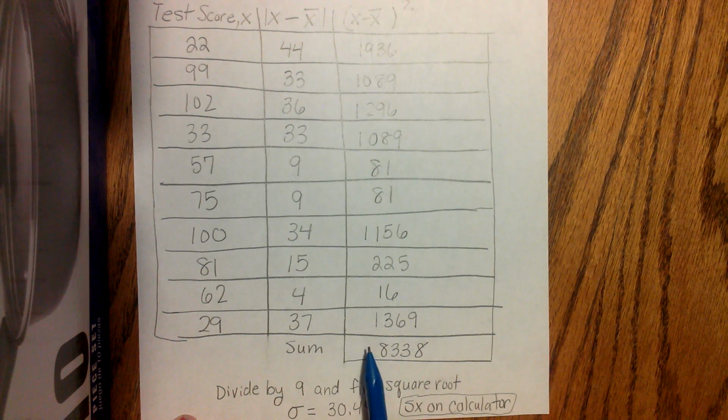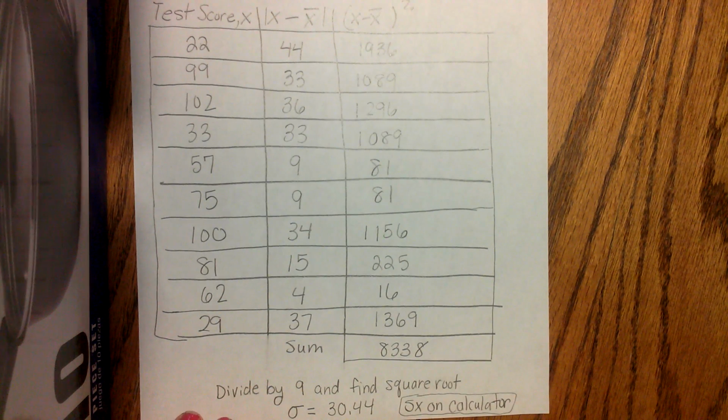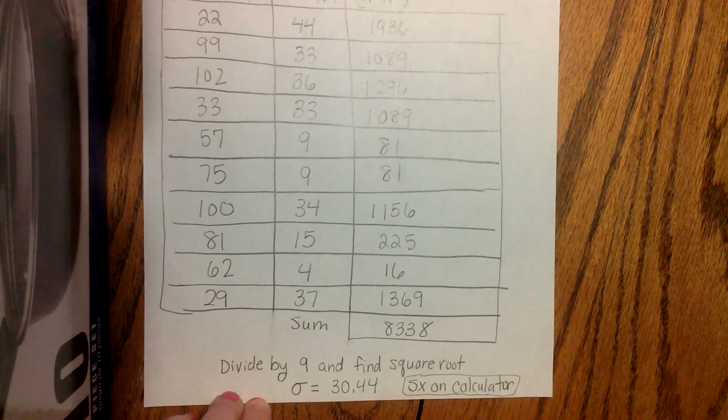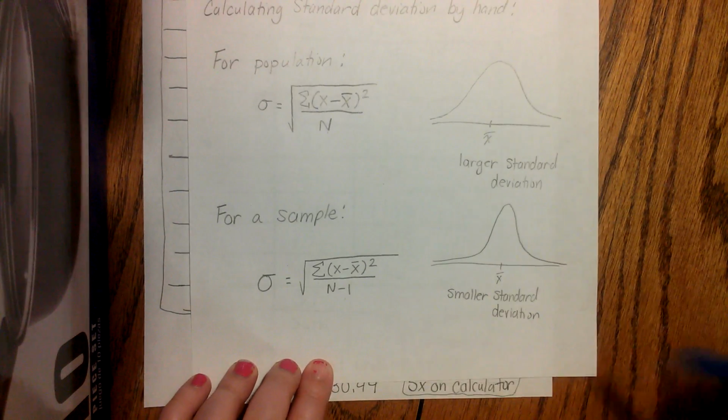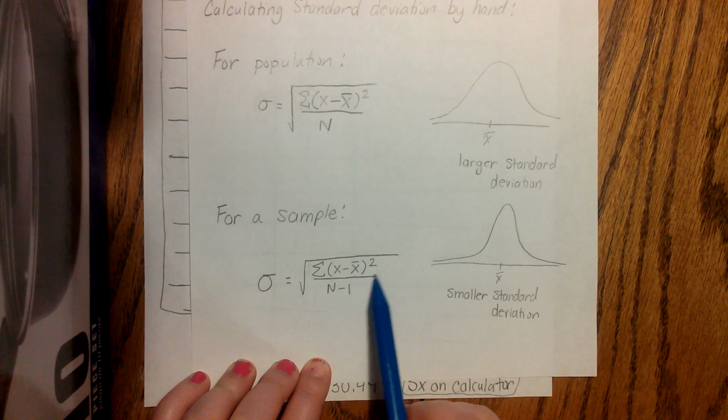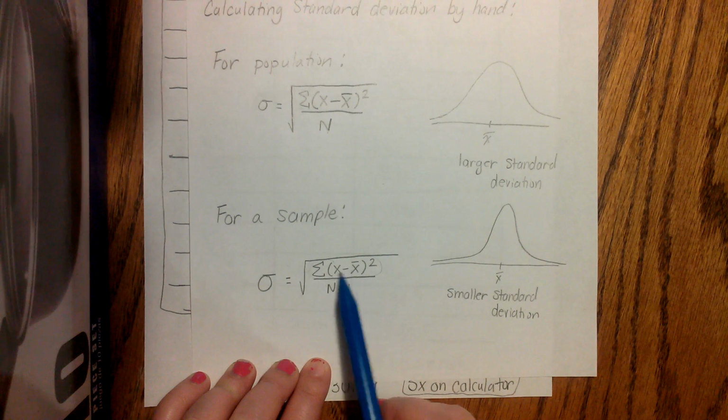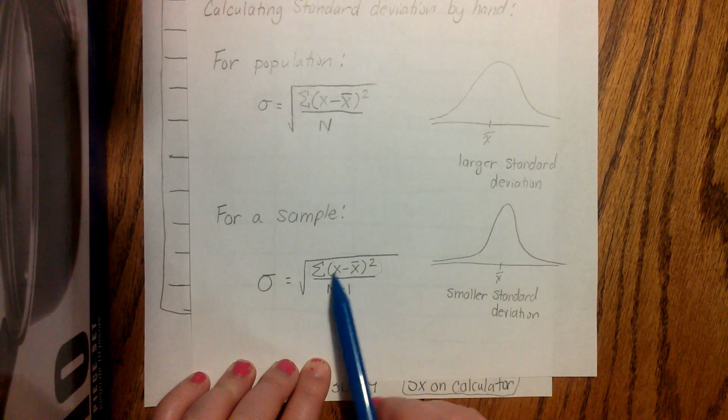So I get a sum of 8,338. Now, because we're using the formula for the sample, that's this one here. So far what I've done is this part right here. I've added up the square of the differences from all those values.